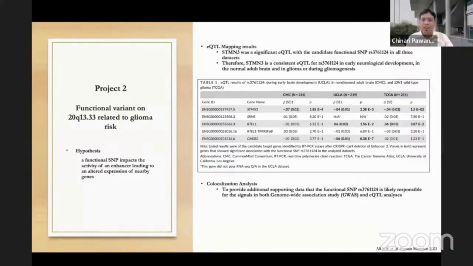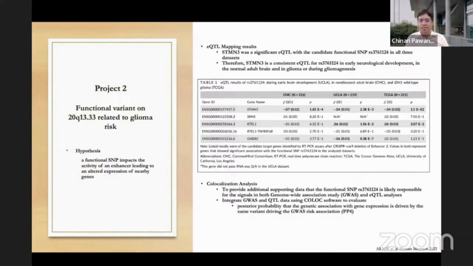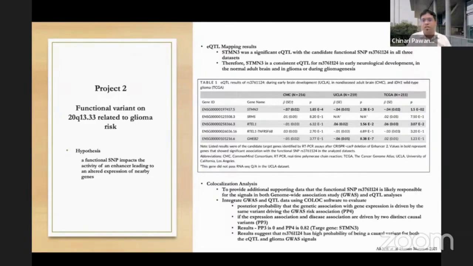Oh, yeah, sure. So it is responsible for both GWAS and QTL analysis, and we integrated GWAS and QTL data using coloc to evaluate the posterior probability. Basically, it shows whether the genetic association with gene expression is driven by the same variant or not, and then whether it's driving the GWAS association or not. And then we identified that for the target gene, PP3 was 0 and PP4 was 0.82, which suggested that it has a high probability of being a causal variant for both QTL and glioma GWAS signals as well.